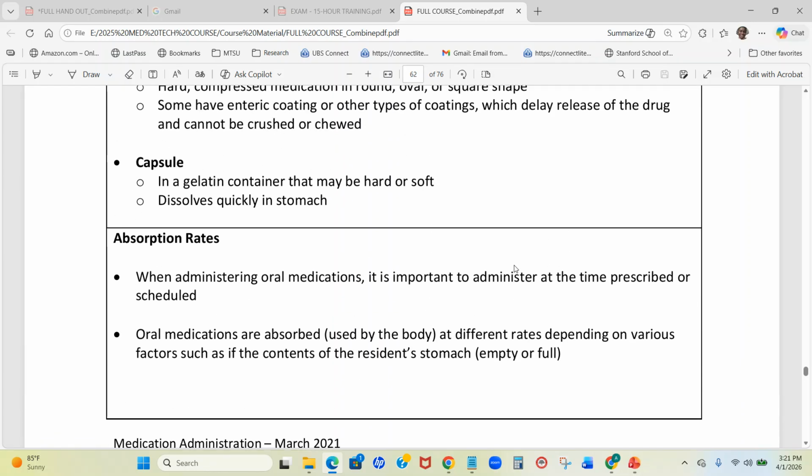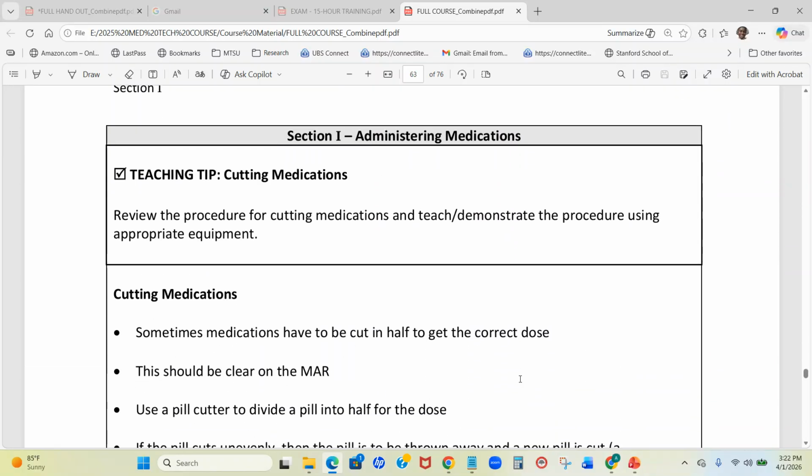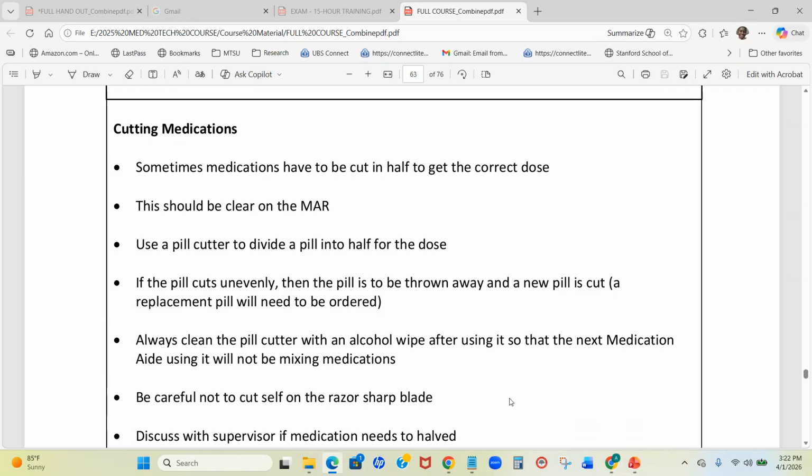Okay, if that person has eaten a full meal, it may take time for the medication to absorb. If they are taking it on an empty stomach, it may absorb very quickly. Understand these techniques. Cutting medications.